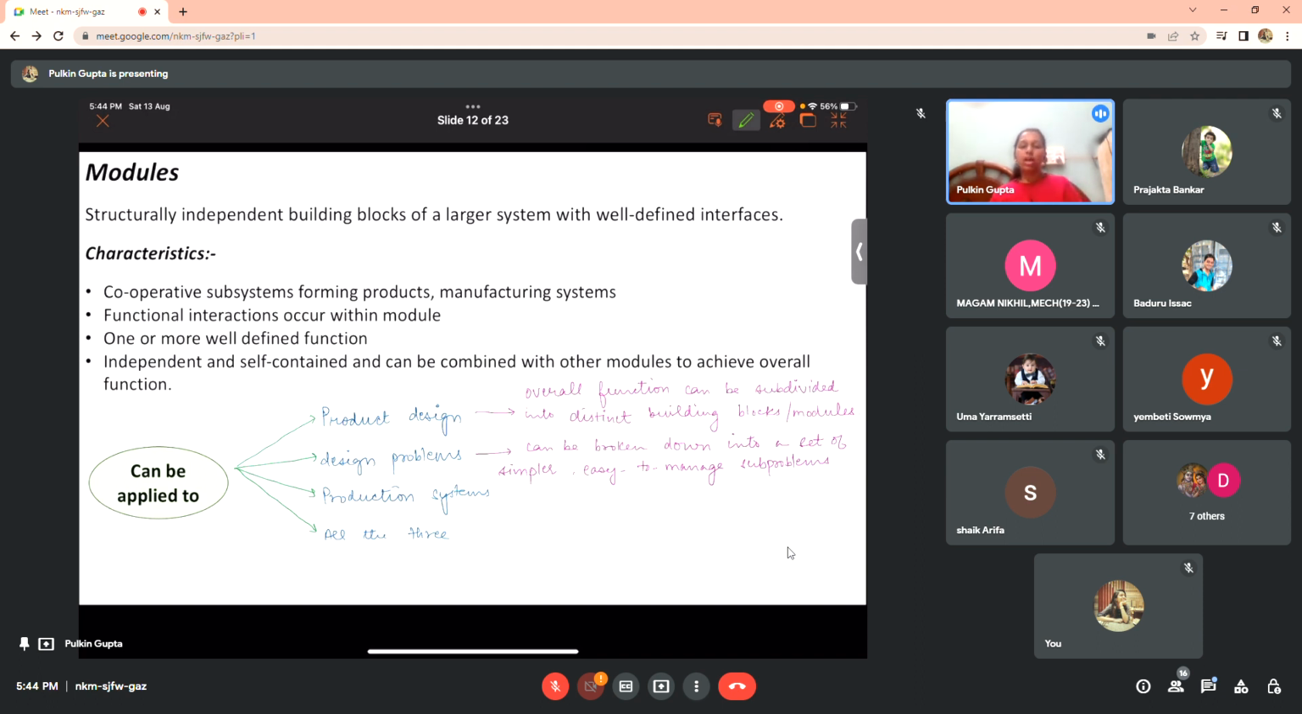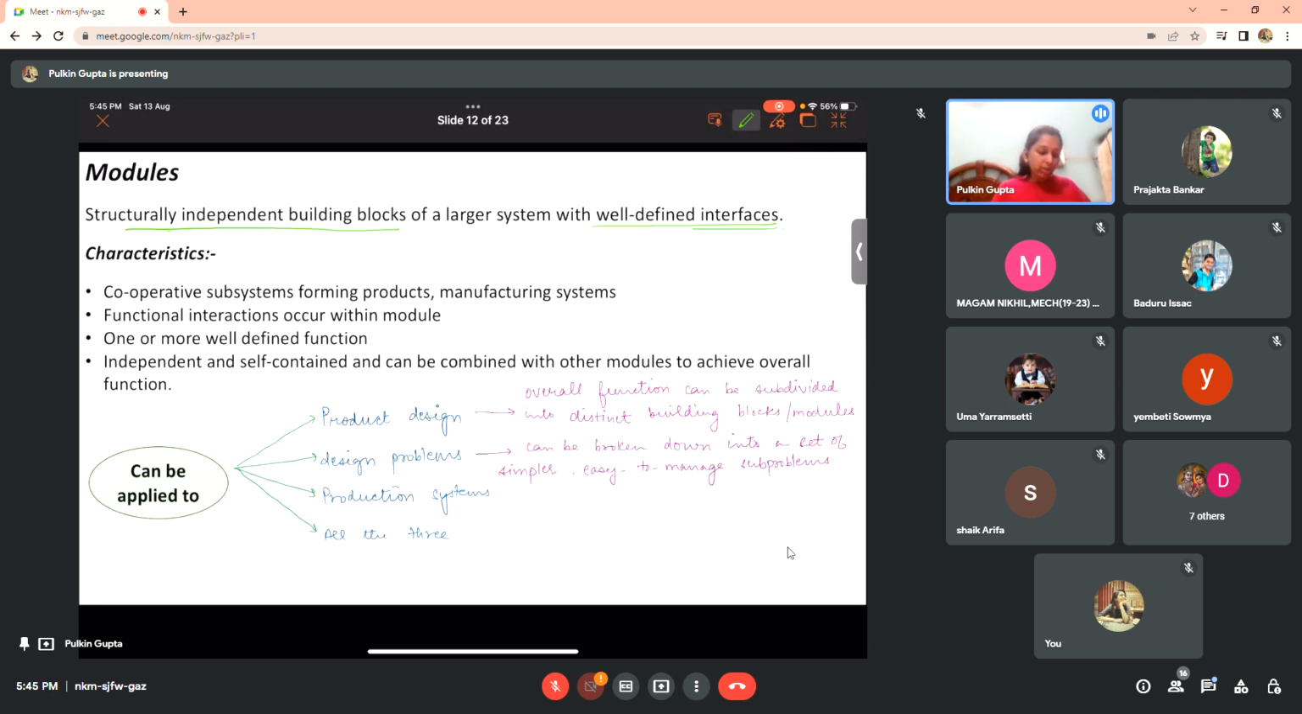Now, moving on to the last concept, that is modularity and design for modularity. So we had studied about modules. They are structurally independent building blocks of a larger system with well-defined interfaces. So it is like a RAM cannot perform even the slightest of the functions of the cooling system. So they are independent of each other. Okay, so what are the characteristics of these modules? They form a cooperative subsystem that constitutes the product or the manufacturing system, like RAM, cooling systems, hard disk, etc. They work in a cooperative manner to make your laptop work efficiently.